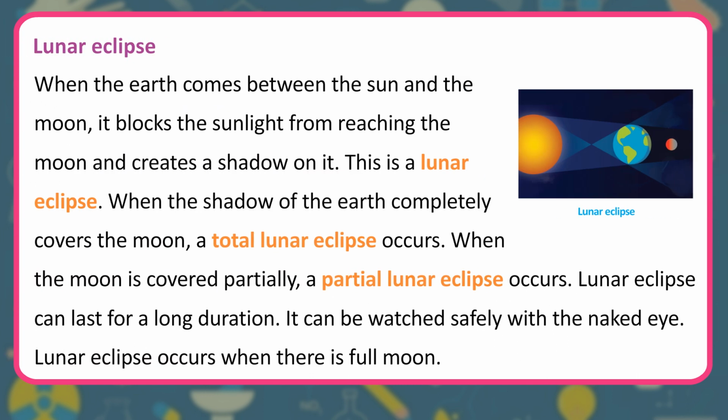Lunar eclipse. When the Earth comes between the sun and the moon, it blocks the sunlight from reaching the moon and creates a shadow on it. This is a lunar eclipse. When the shadow of the Earth completely covers the moon, a total lunar eclipse occurs. When the moon is covered partially, a partial lunar eclipse occurs.